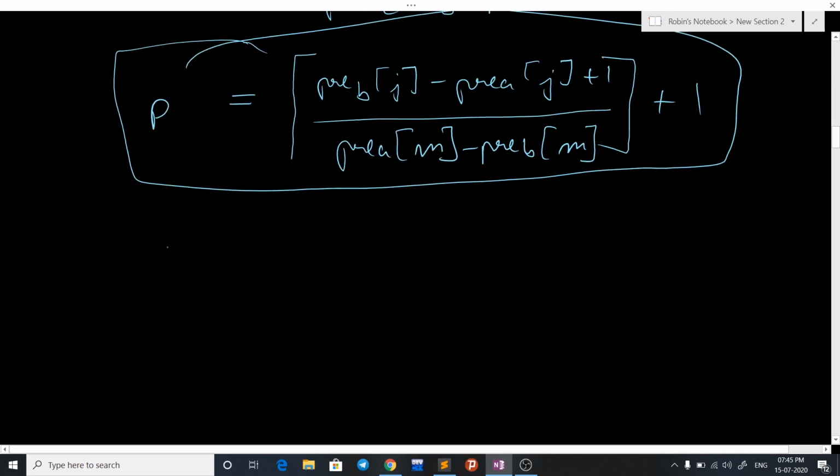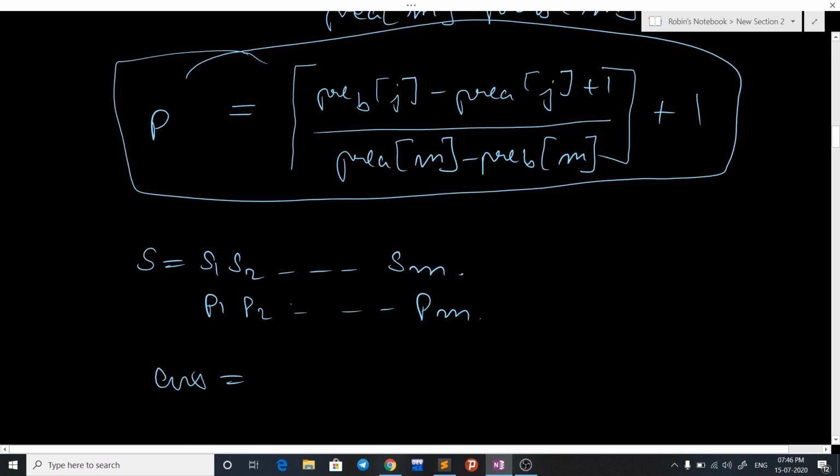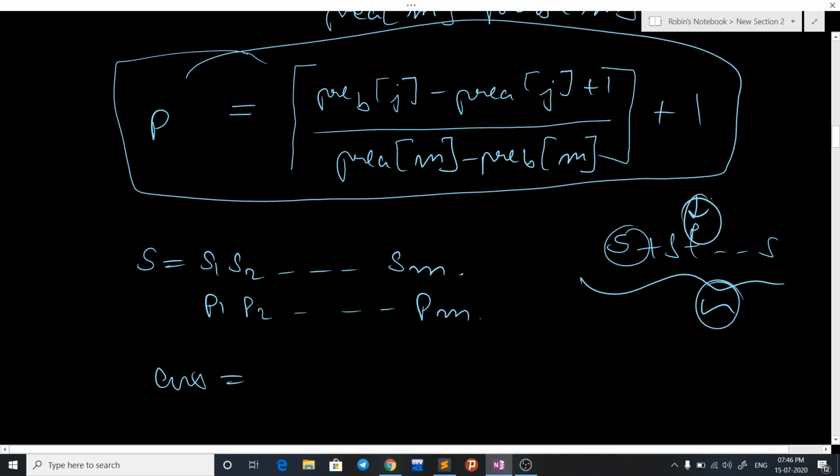Now for every J we will have some P, like if I have S equal to S1, S2 up to Sm, then corresponding to this I will have P1, P2 up to Pm, and my final answer will be like this: any index becomes valid after the corresponding P. So if the total number of S are n, and it becomes valid at some P, then this will be n minus P, and this must be taken.